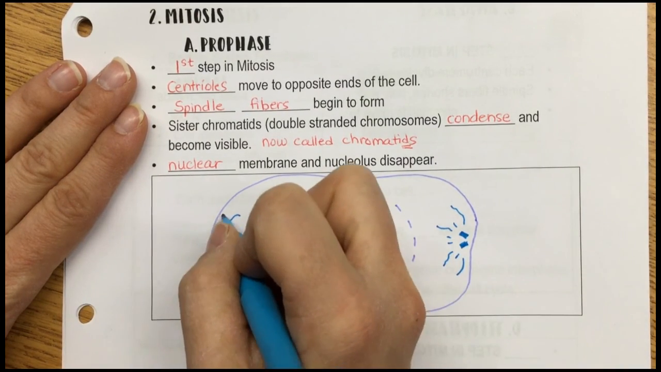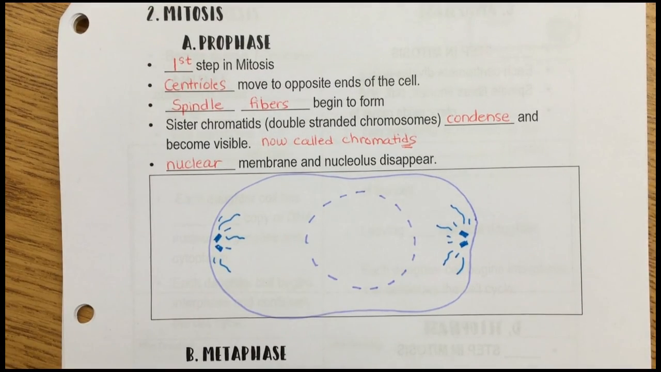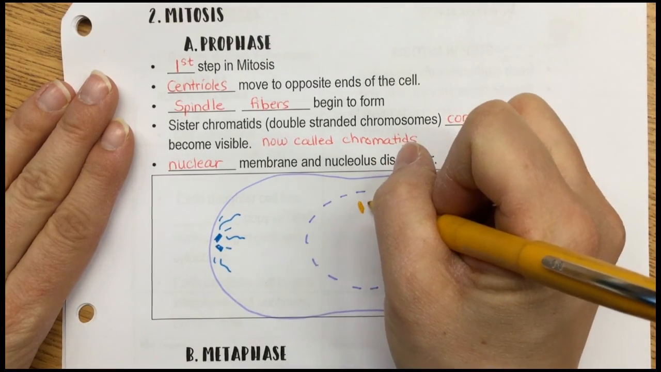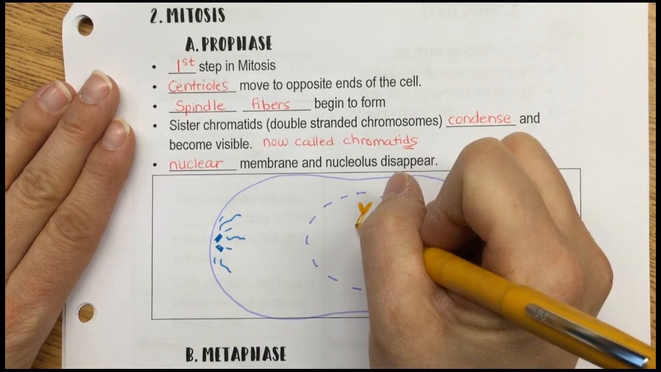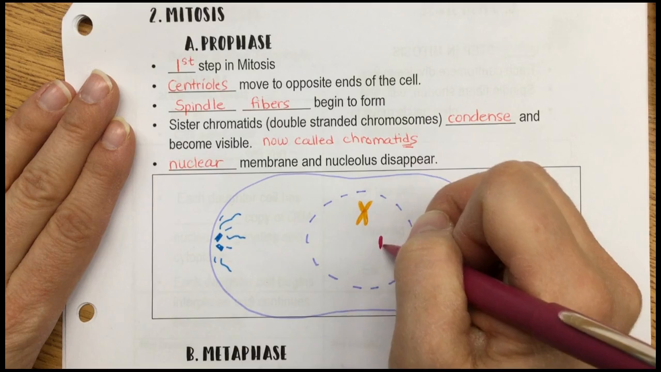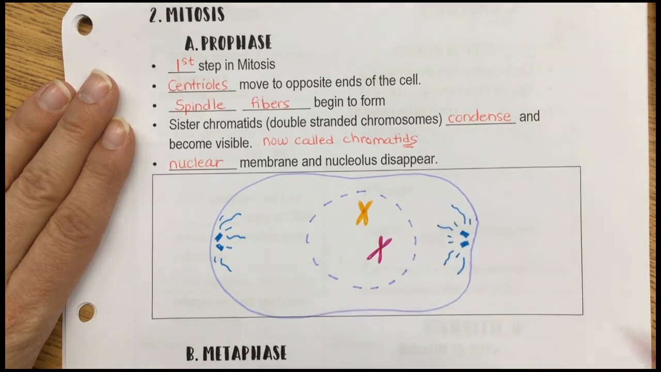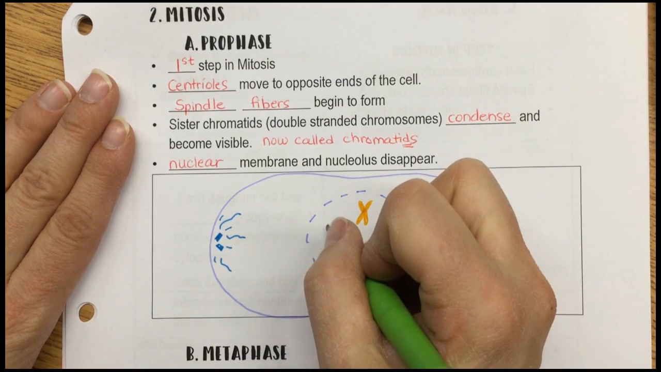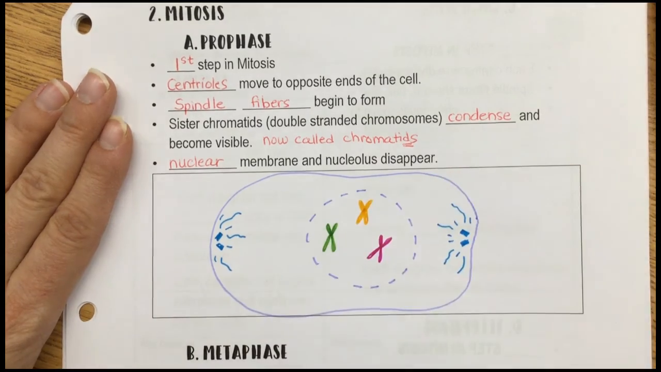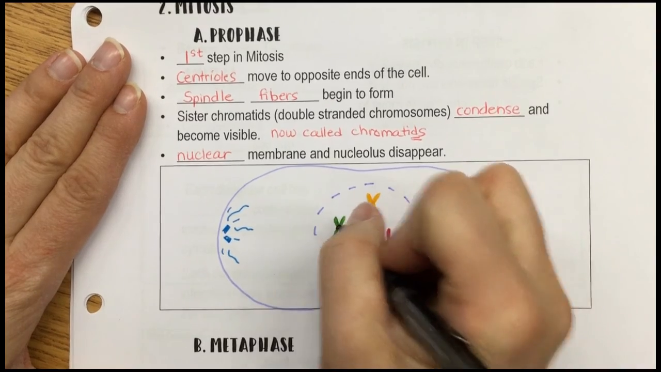So it kind of looks like that. And then we have our chromatids, which have now condensed. I'm going to draw them as kind of thick X's that look like this, and another one over here. And we need centromeres, so each one has that belt buckle.